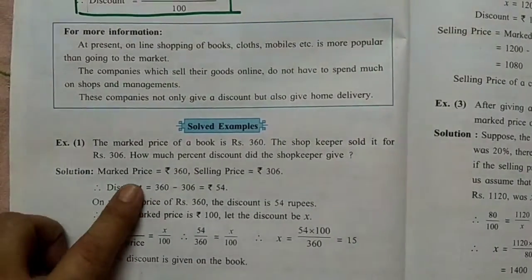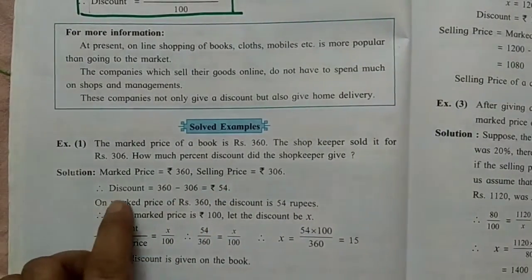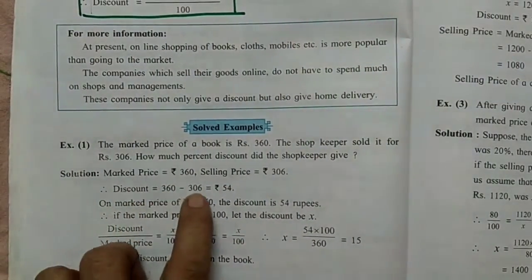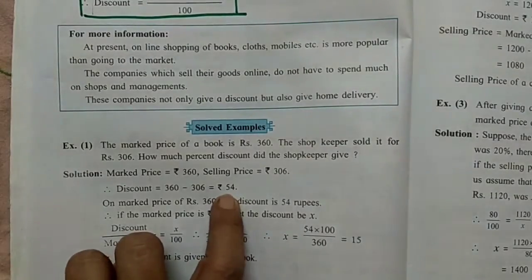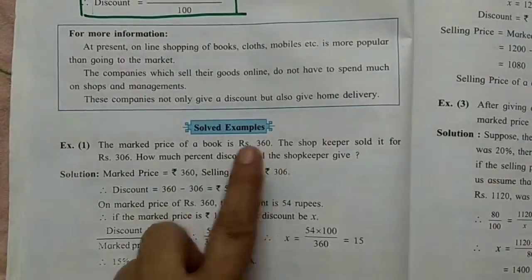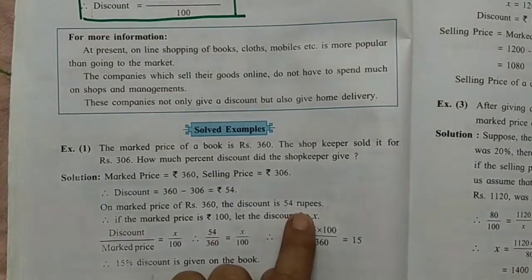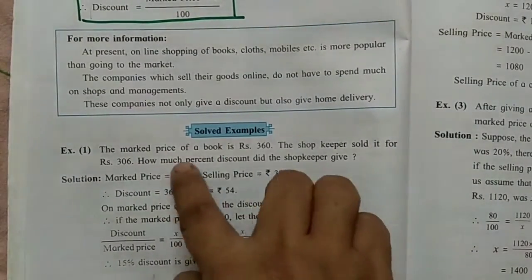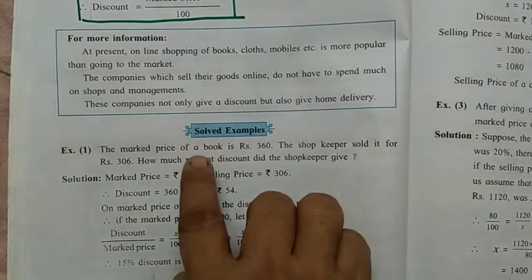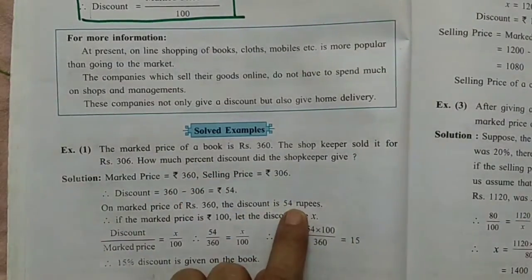Solution: marked price is rupees 360, selling price is 306. Therefore discount, how much did he give? 360 minus 306, that is 54 rupees. Now this 54 rupees discount is given on which marked price? On 360. So on marked price of 360, the discount is 54 rupees. We want percent discount. Percent means always out of 100. So on 360 the discount is 54.